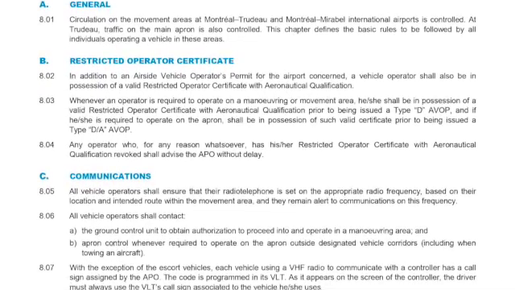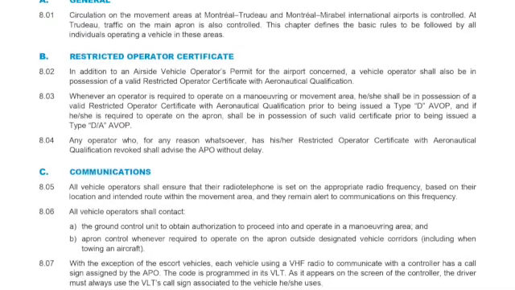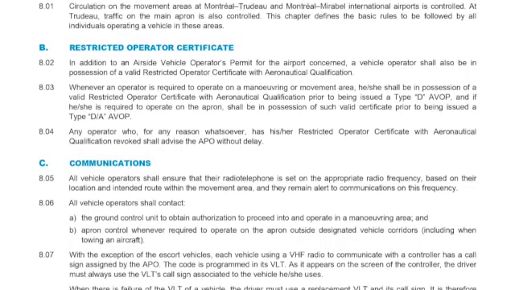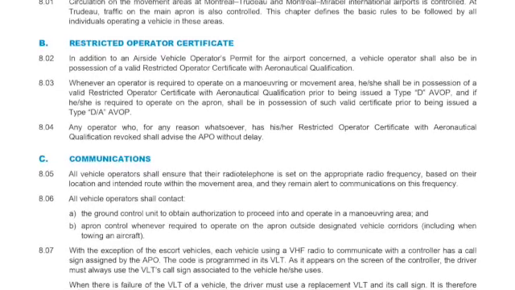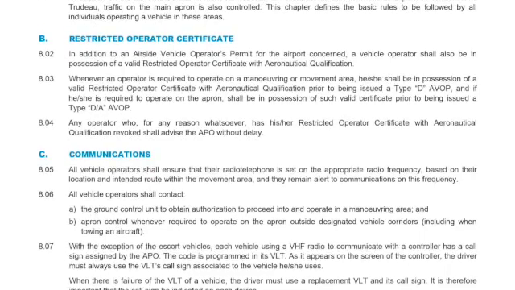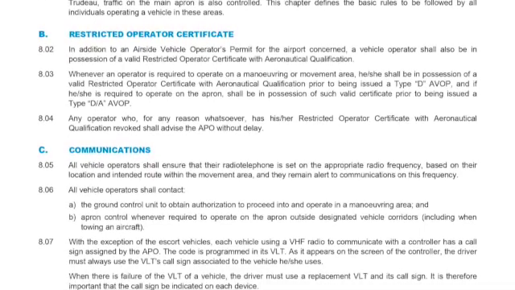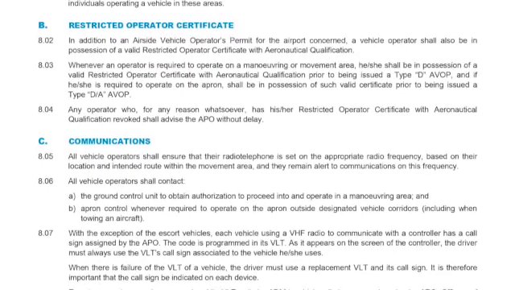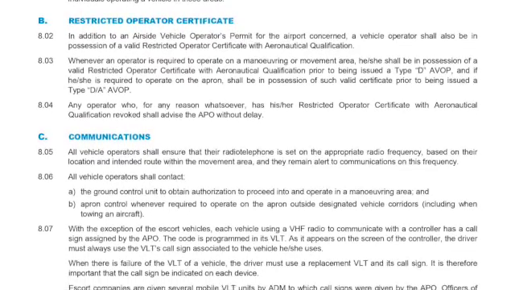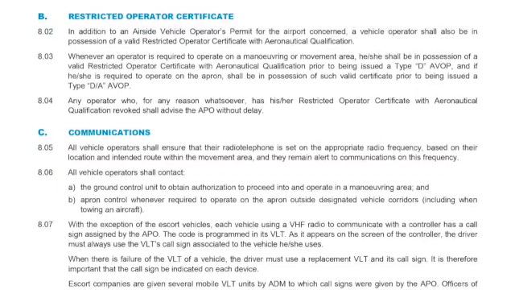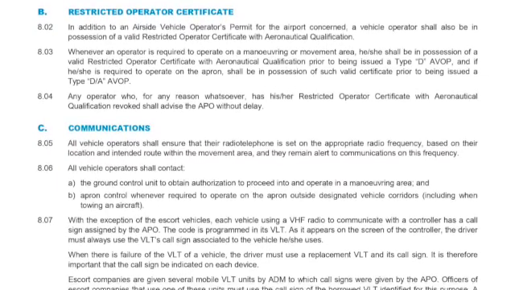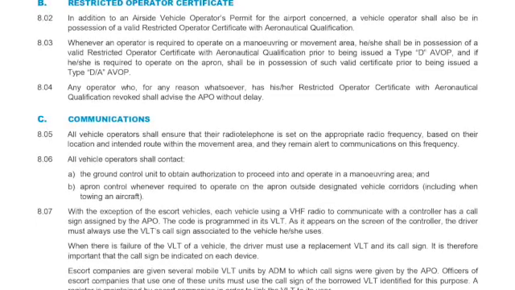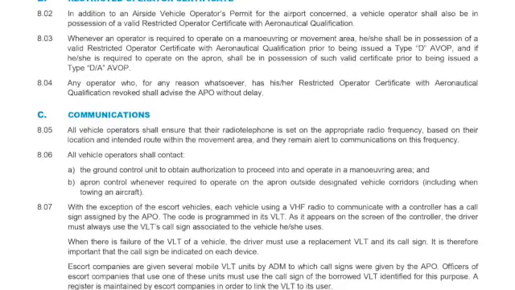Communications. 05. All vehicle operators shall ensure that their radio telephone is set on the appropriate radio frequency, based on their location and intended route within the movement area, and they remain alert to communications on this frequency. 06. All vehicle operators shall contact a. the ground control unit to obtain authorization to proceed into and operate in a maneuvering area, and b. apron control whenever required to operate on the apron outside designated vehicle corridors, including when towing an aircraft.